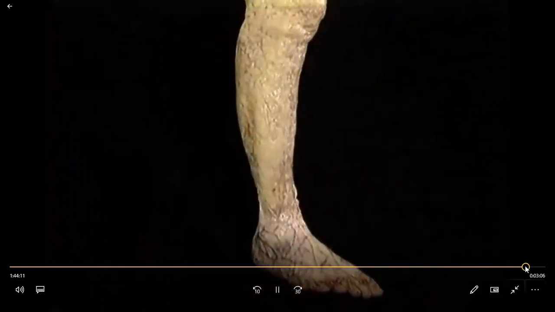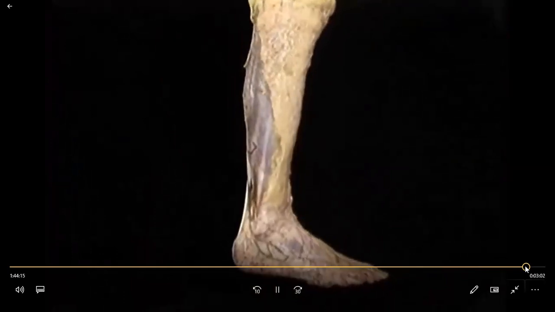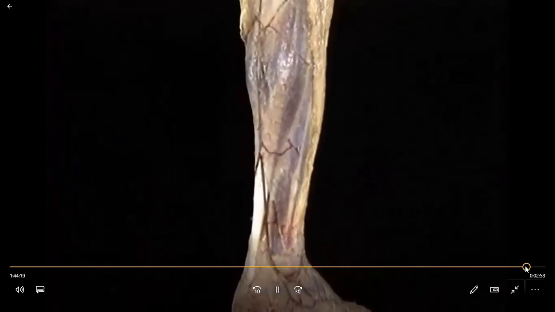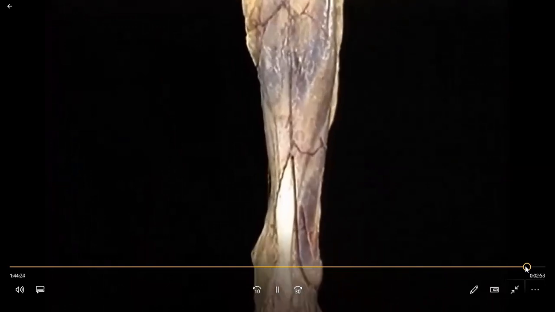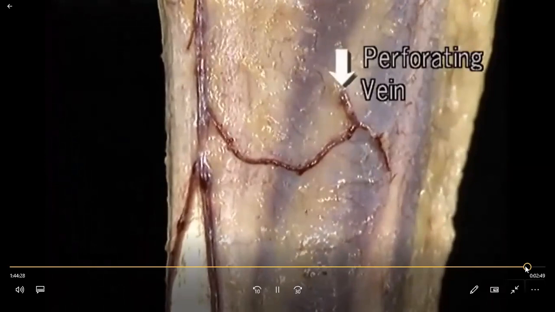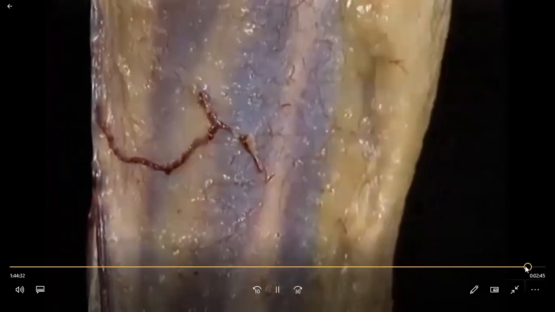To see some of the superficial veins in more detail, we'll remove the subcutaneous fat from the back of the leg. The short saphenous vein, like the long saphenous vein, is joined by a number of superficial branches. The saphenous veins are also joined by several perforating veins like this one, which bring blood from the muscle compartments that lie deep to the investing deep fascia.